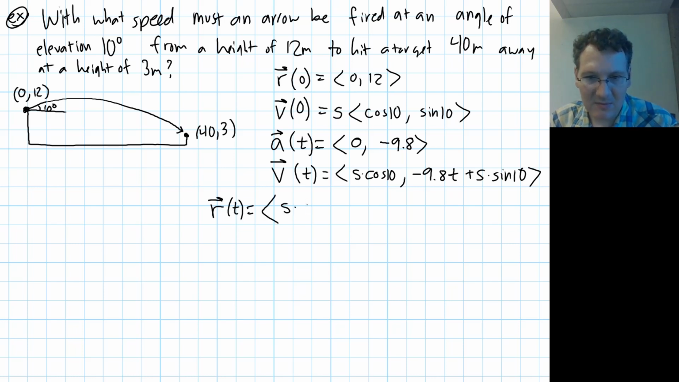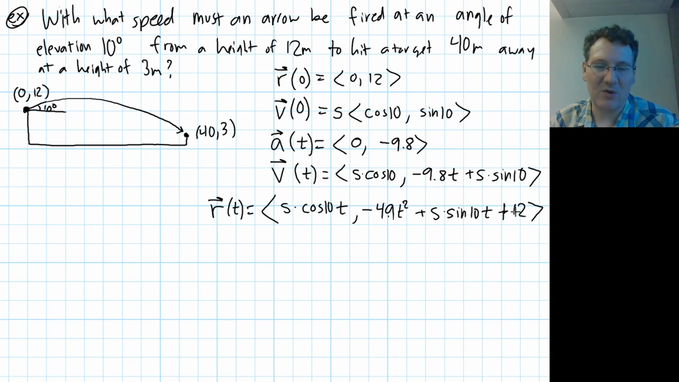The position vector then, r at time t, if I integrate that a second time, it's going to be s times the cosine of 10 times t plus 0, that starting position. Then we have negative 4.9 t squared plus s times the sine of 10t plus the 12.